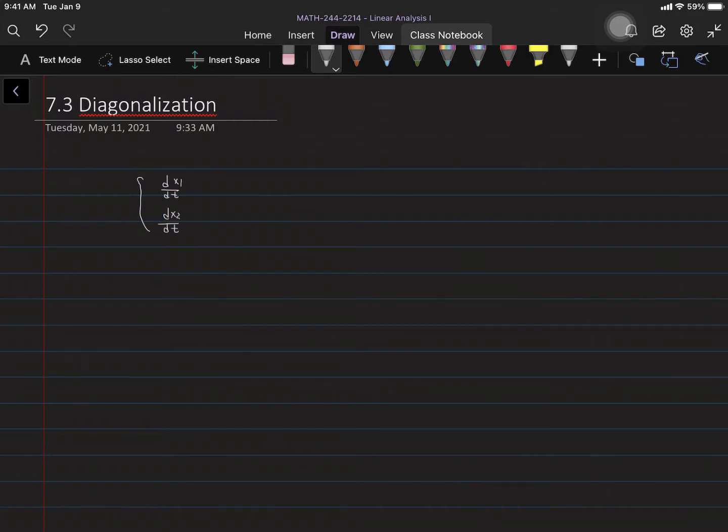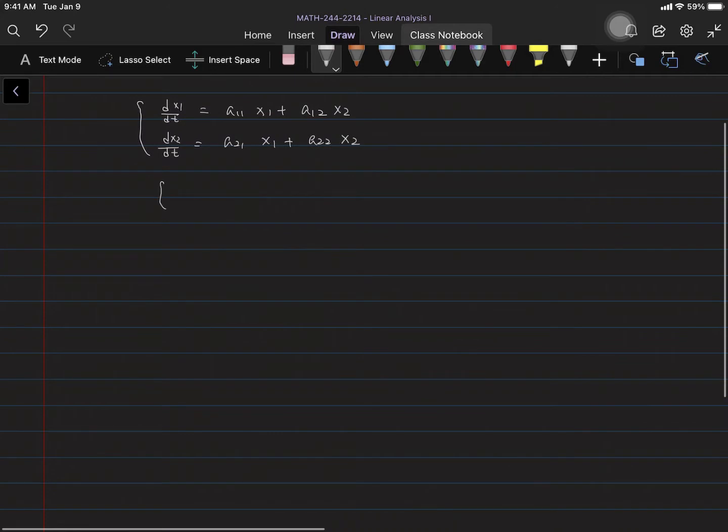dx2/dt, and this is a11 x1 plus a12 x2, a21 x1 plus a22 x2. We can also write this as the derivative of (x1, x2), which is a matrix like this, times (x1, x2). For this linear system, we don't have b, so it's called homogeneous, so we start from this one.